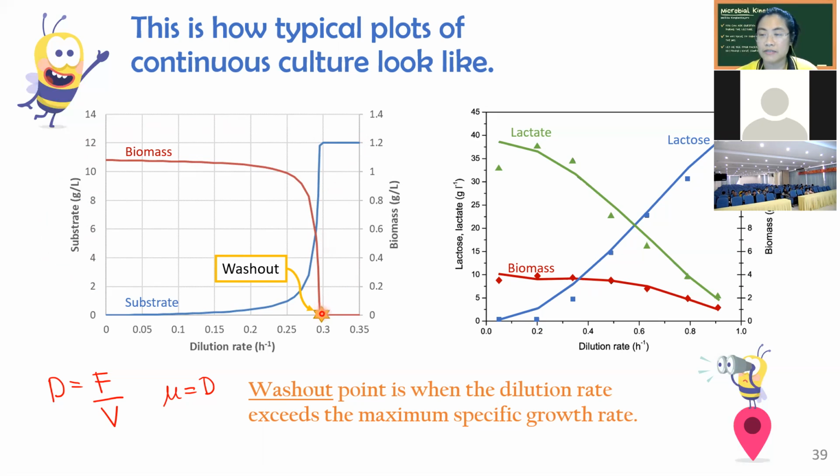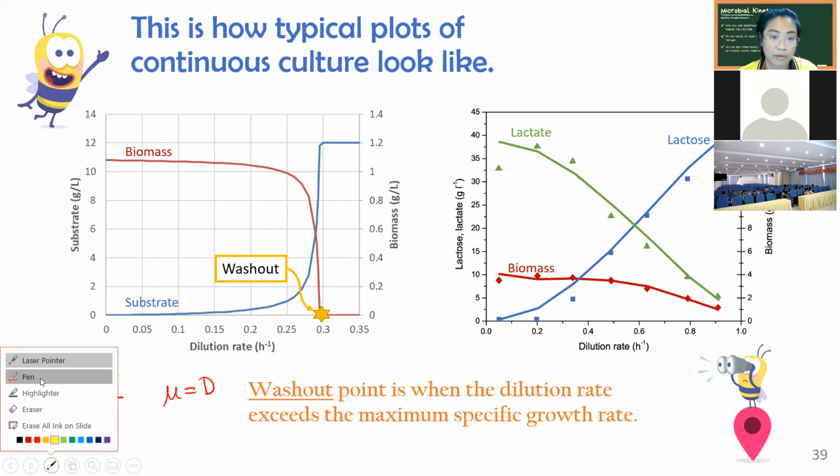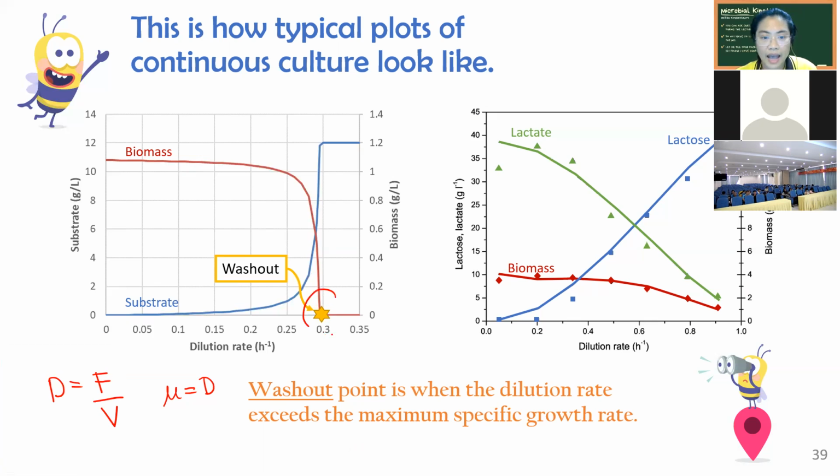So there's no cell in the fermenter because it's been washed out. And this would give you one important kinetic parameter. At this washout point, for this example, washout is at D equal to 0.3 per hour. And that is also your mu max. This is an important point for continuous cultivation as well.